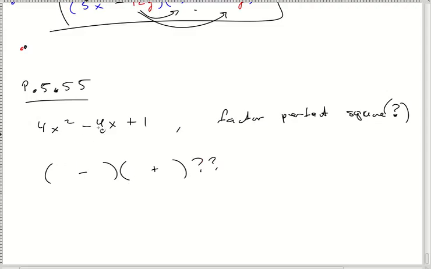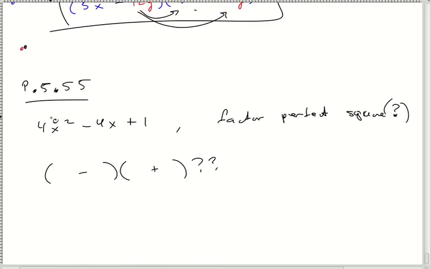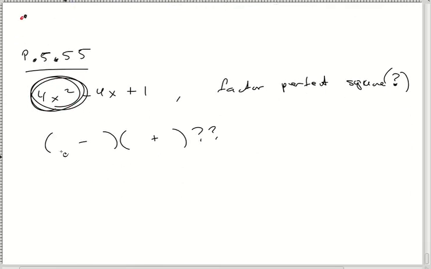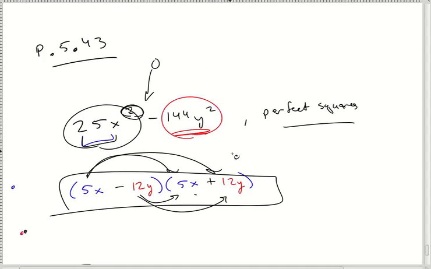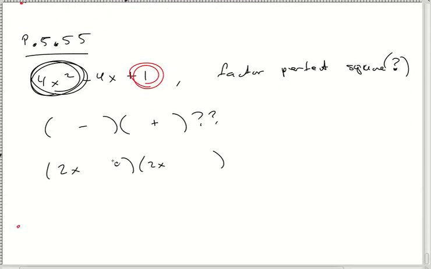Well, just like the last problem here, it was kind of weird, but I want to say what two numbers multiply to make a 25? So what two numbers multiply to make a 4? Well, it's 2 and 2. That's easy. Just like the last problem, what two numbers multiply to make a 144? What two numbers multiply to make a 1? Well, 1 and 1.